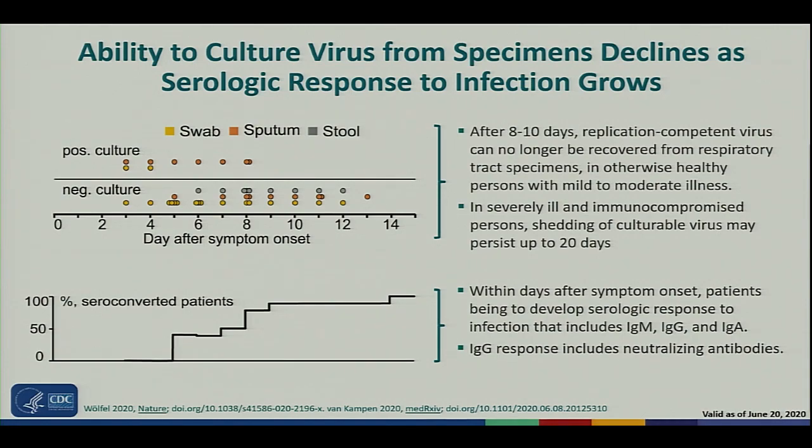Third point, shown here in the bottom half of this slide, is that within days after symptom onset, and as viral burden and recovery of cultural virus decline, patients begin to develop a serologic response to infection. And I can tell you this includes IgM, IgG, and IgA, and that the IgG response includes neutralizing antibodies. And I think Natalie may talk about this in more detail later. Next slide, please.